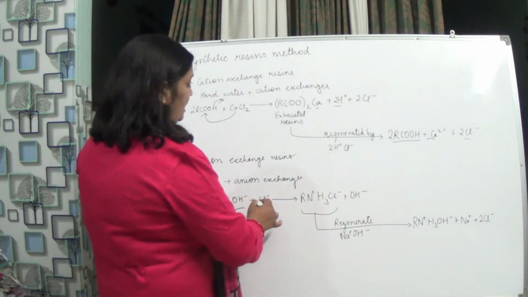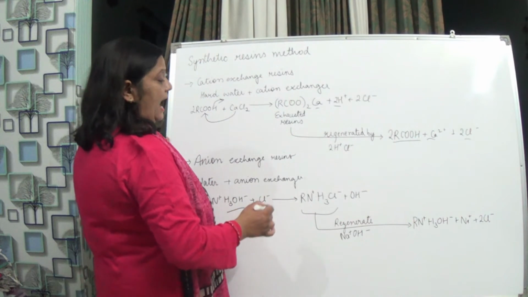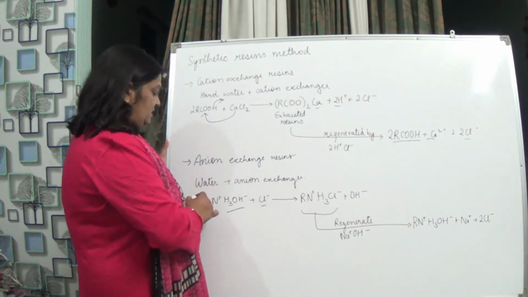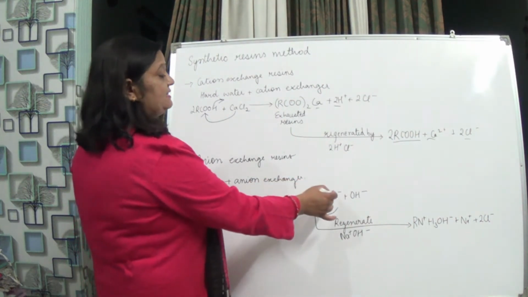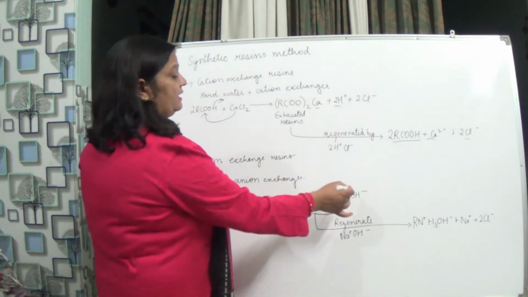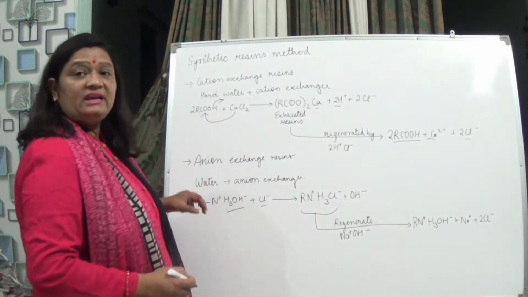So the chloride ion from the hard water joins with this RNH3+ and the OH is given out. How can it be regenerated?